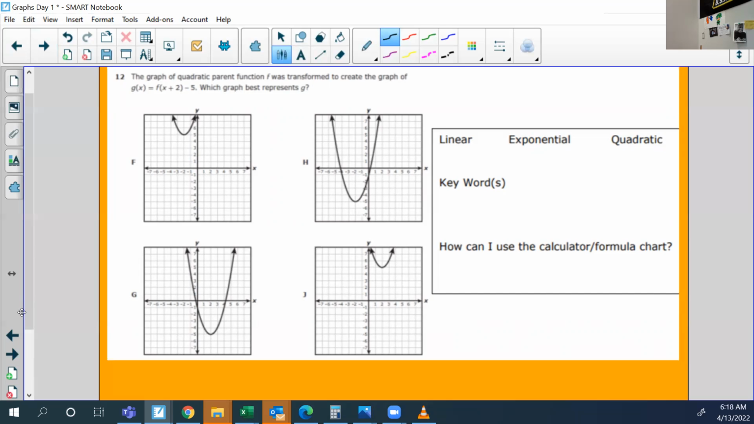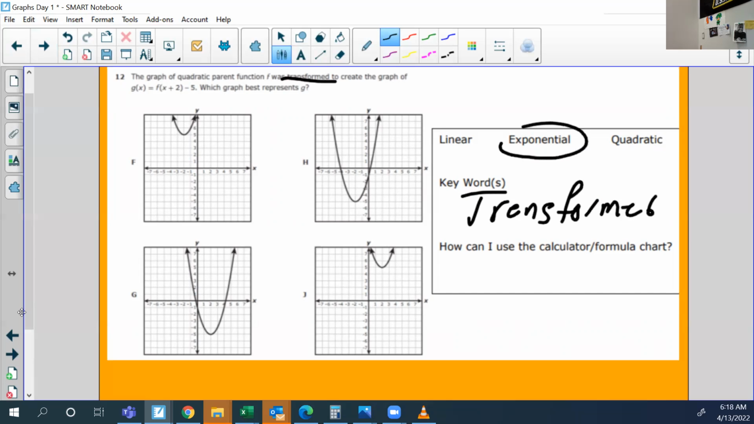Okay, the graph of quadratic function f was transformed. So we're talking about transformation, right? So the keyword is transform. So start thinking about transformation now. It's transformed, and we say this is a quadratic, all right? And to create a new graph, g of x is equal to f of x plus 2. Let's look, it's confusing here, right? Well, it's very simple. I'm going to show you this.